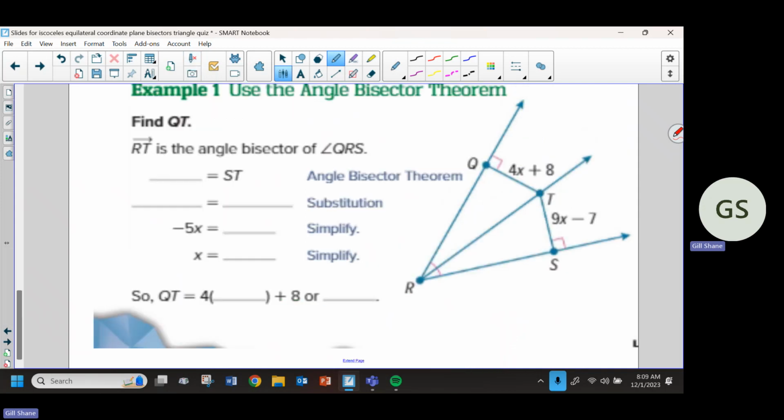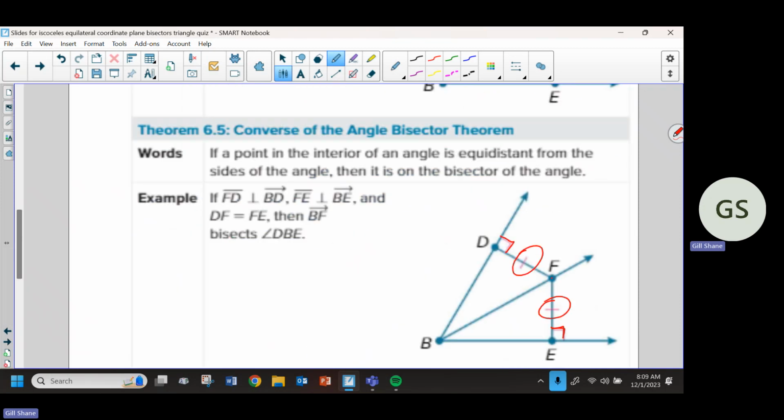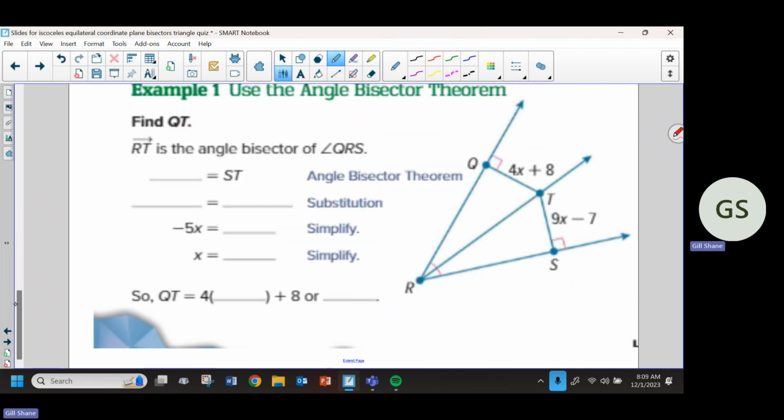The opposite is true. If you know that the points are the same distance away, then you know BF has to be an angle bisector. I'm sorry, not a perpendicular bisector, an angle bisector. That's the only way that can happen. It goes back to, really quickly, I'm not going to necessarily solve all this out. Try to set the equation up for that.